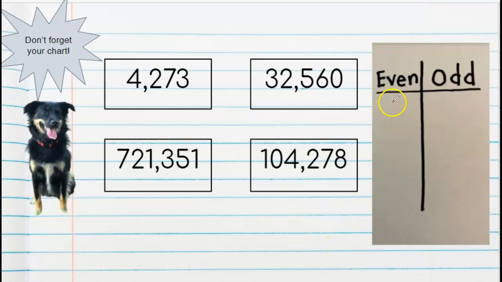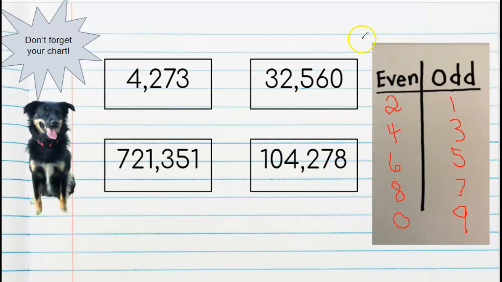Okay, so remember even, we're counting by 2s. 2, 4, 6, 8, 0. Okay, all of the odds fill in the middle. 1, 3, 5, 7, 9. All of the numbers that don't count by 2s.